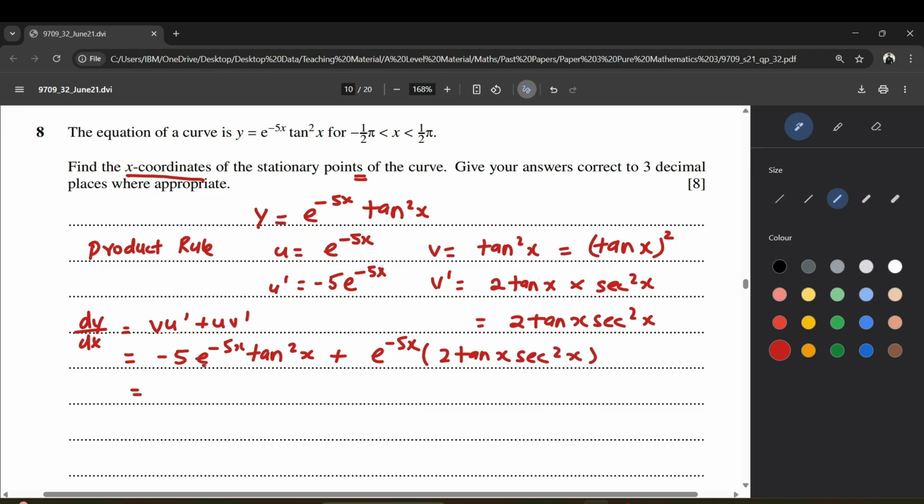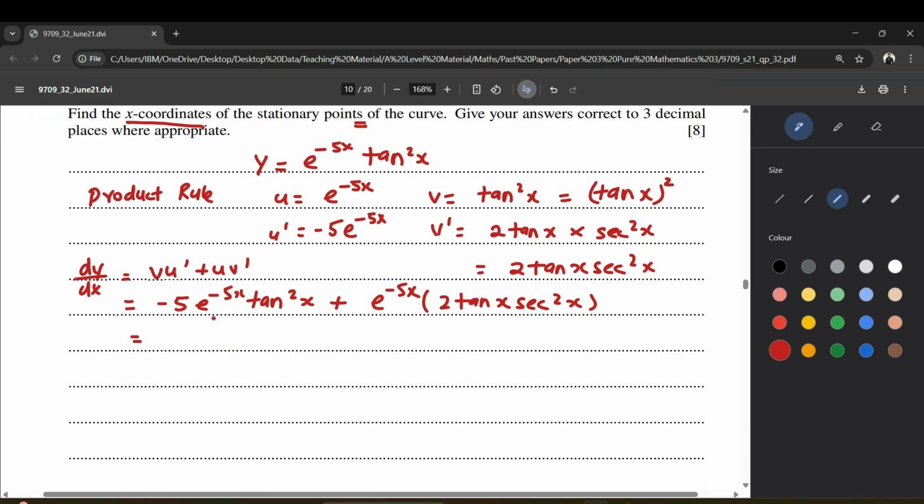Okay. Now remember one thing, whenever you need to find dy/dx and whenever you have to equate it to 0, you must express this in a factorized form. Okay, and I'll tell you in a minute why we need to do that. So first let us see what we can take as common. We can take tan x, okay, and we can take e to the power minus 5x as common. So we'll say tan x times e to the power minus 5x. Okay, that has been taken common. So here we will be left with minus 5 tan x plus 2 sec squared x.